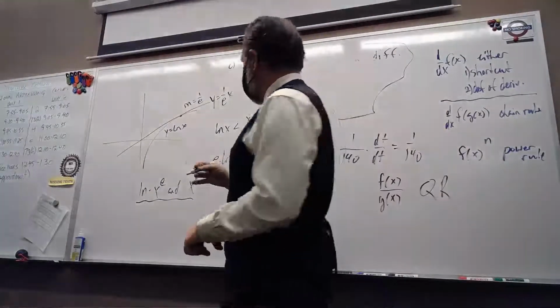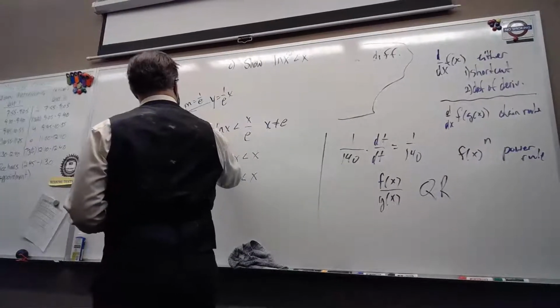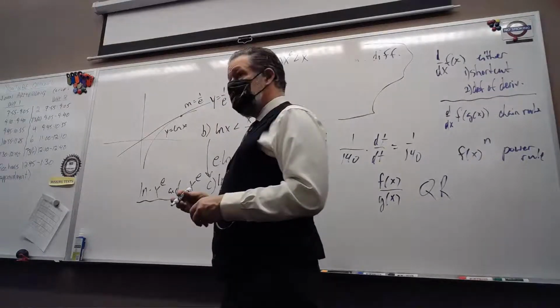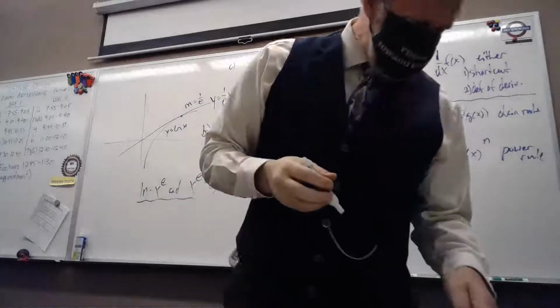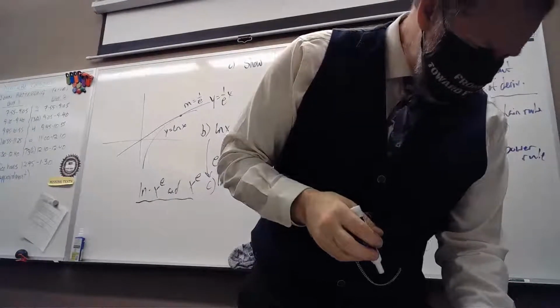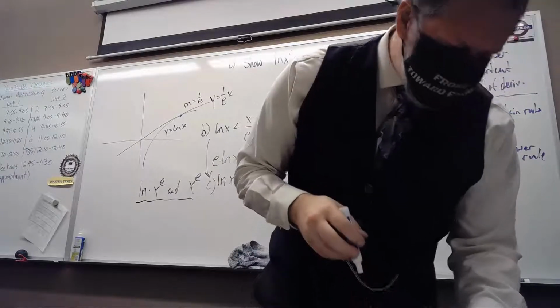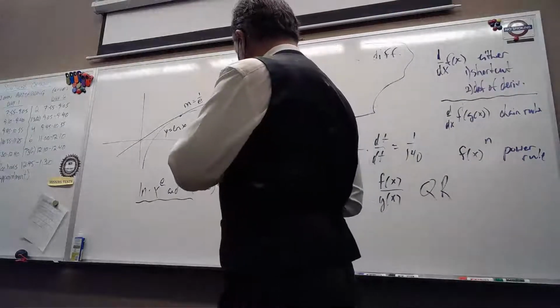That was B. So B led us to C. So now let's look at D. What does D ask us? Conclude that x to the e is less than e to the x.